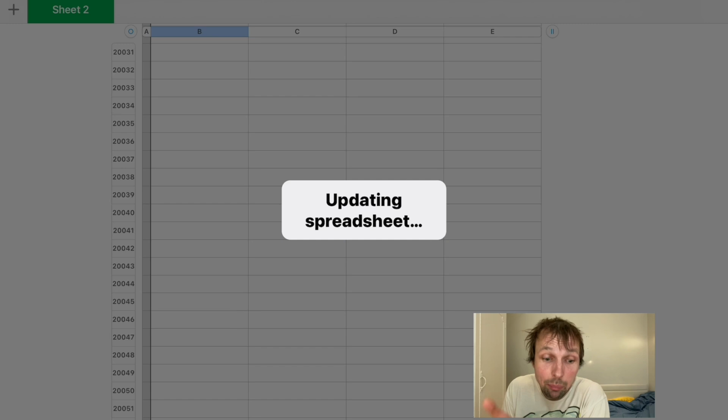It still says updating spreadsheet, but because it's been such a very long time, I don't even know whether it is still actually doing it or whether it's simply stuck, and there's no way of telling, because there's no kind of progress bar, nothing. It just says updating spreadsheet, and I'm just hoping that it is.